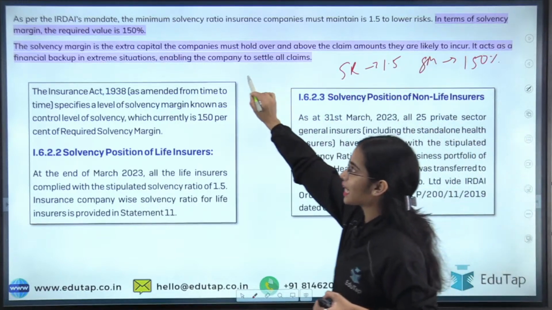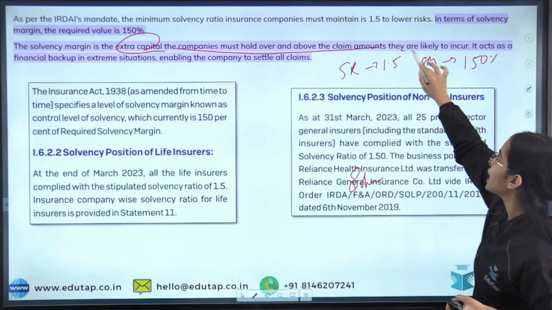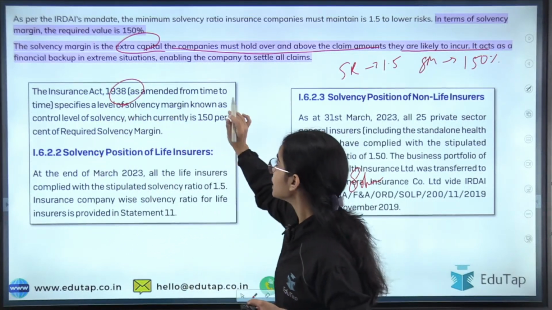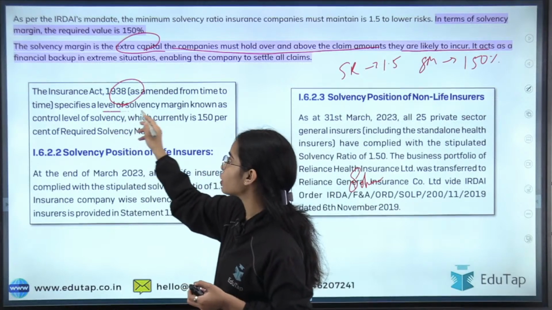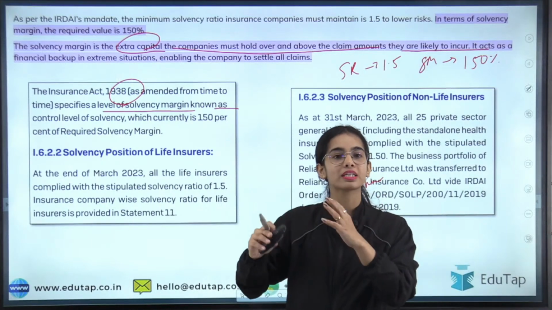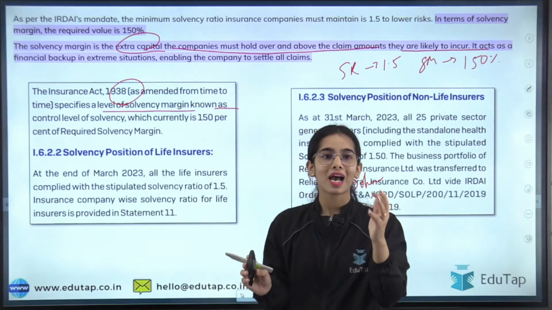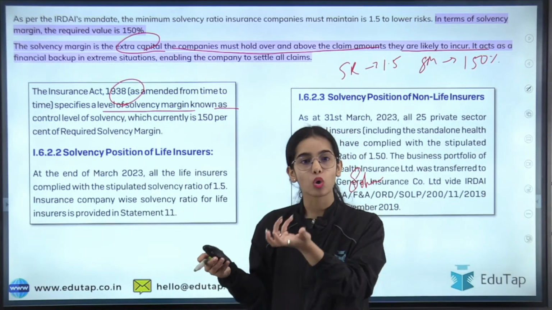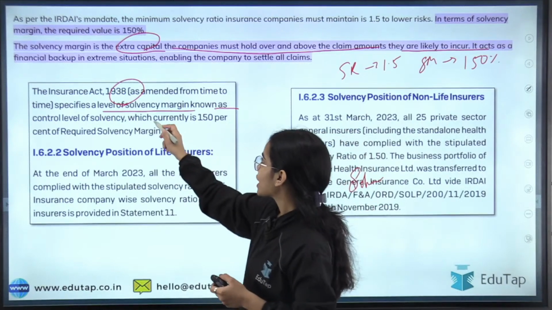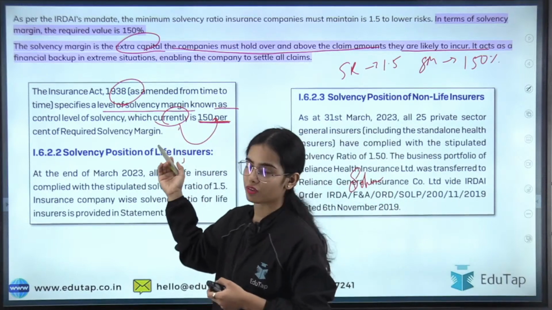So solvency margin is the extra capital or the assets that the companies must hold over and above the claim amounts they are likely to incur. That is the basic idea. Now, the Insurance Act of 1938, as amended from time to time, specifies a level of solvency margin known as the control level of solvency. Solvency margin maintains the solvency of a company. If you have 150% solvency margin, your company has more capacity to remain solvent and not get into distressful situations. Currently, the control level of solvency is 150% of the required solvency margin.